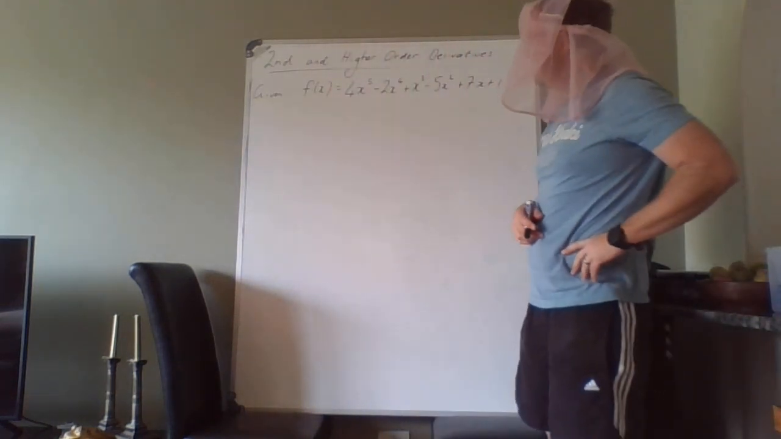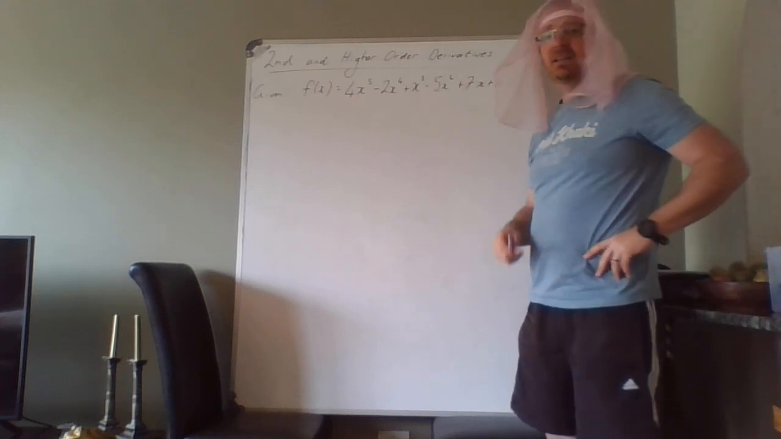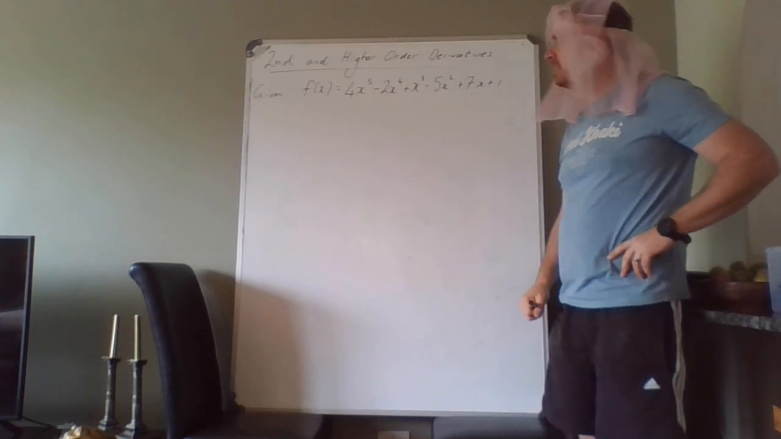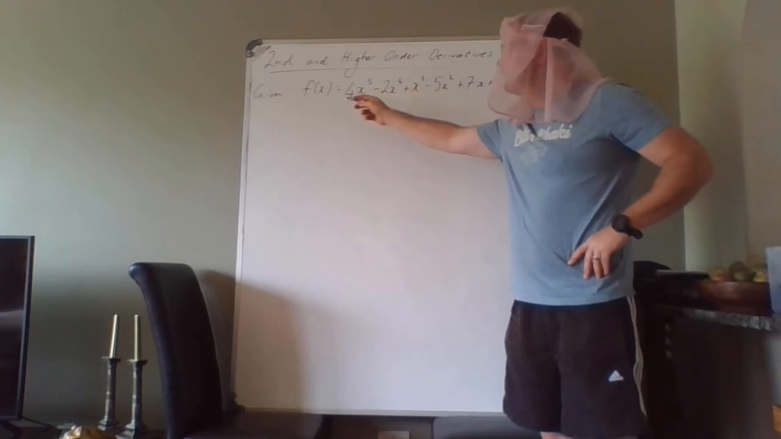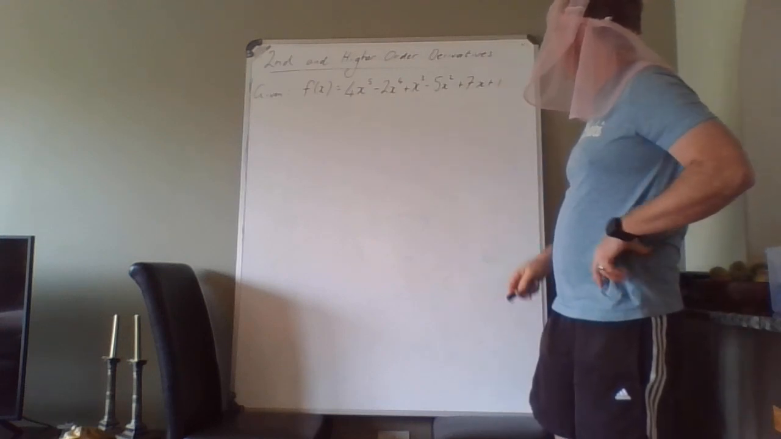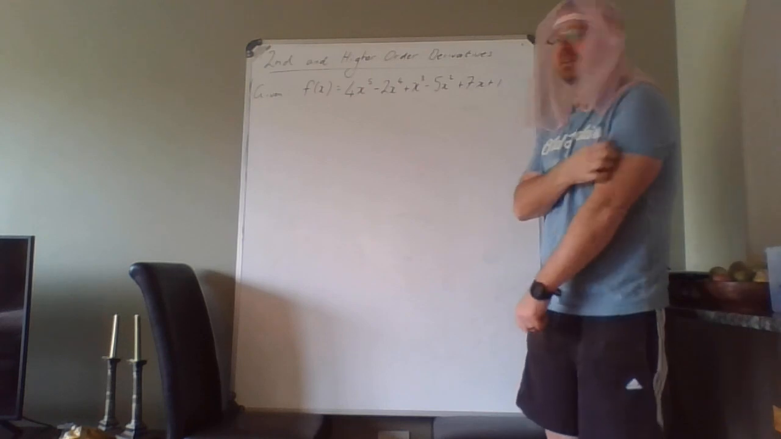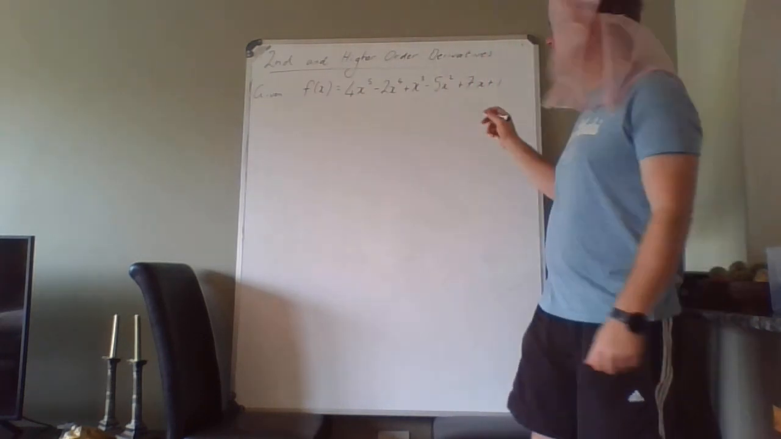Right, welcome to another episode of Matric Corona Maths. And we're going to look at second and higher order derivatives. And we'll start with a monster example. We've got f of x is equal to 4x to the 5 minus 2x to the 4 plus x cubed minus 5x squared plus 7x plus 1. So, everyone go find the first derivative of that.